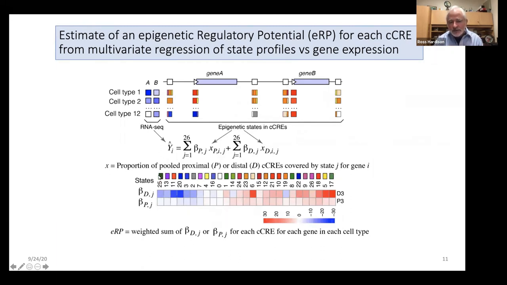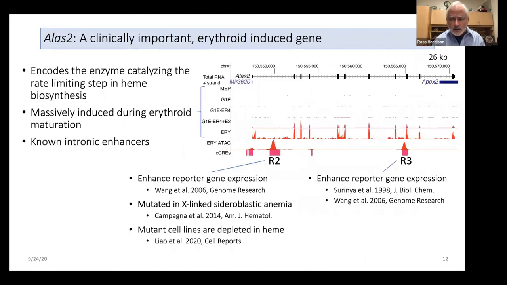So now instead of just having a color assignment for each state, we can assign it a number that's based on whether it's having a negative or positive impact on the expression of particular genes. And that's what we call our ERP score, which is the weighted sum of the coefficients for each state for each of these cCREs. This is calculated for each gene and in each cell type. And this is available at our website. And we're starting to try to dig into this.